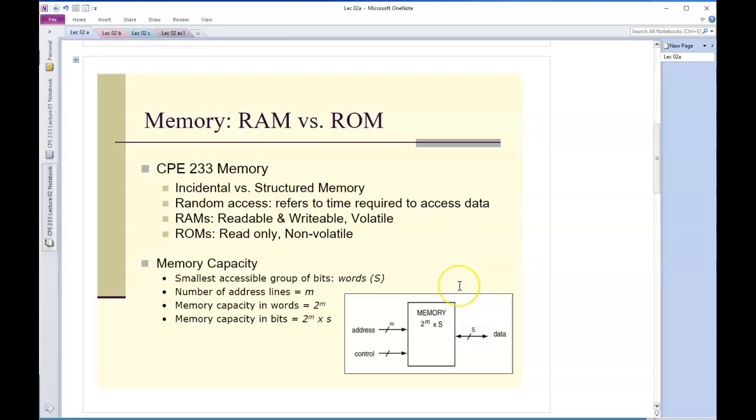So with these memories, one of the things we're interested in is the capacity, typically in bits and bytes. The bit capacity is just the number of storage locations, which is 2 raised to the number of address lines, times the number of bits in the word. And if we want the byte capacity, we'll take this term and divide it by 8.